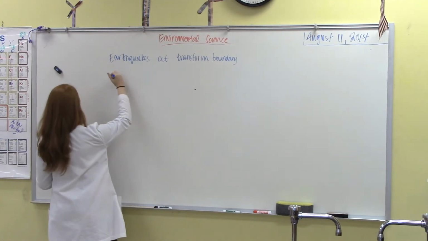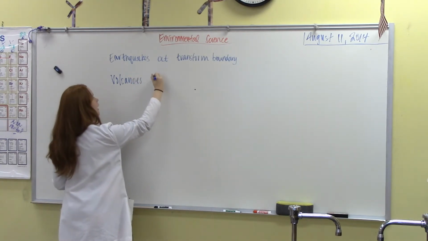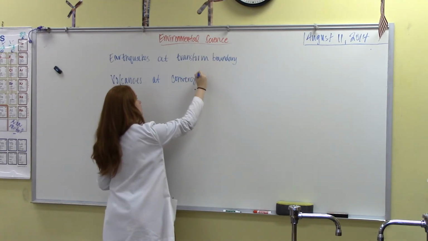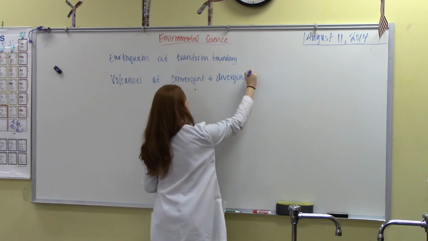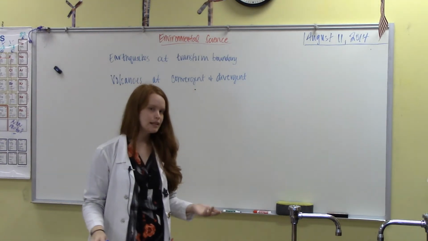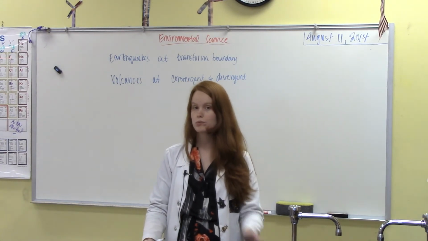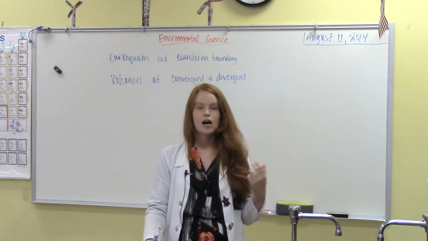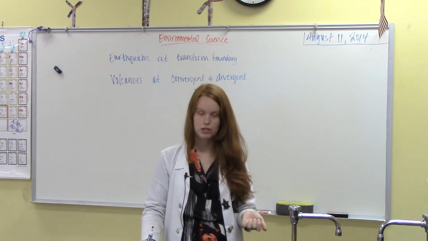And that would be volcanoes. Volcanoes happen at convergent and divergent boundaries. Okay? Now, kind of makes sense that these would happen there, that they form there. There are a bunch of different types of volcanoes. We're not going to go into that. Really, all you need to know is that volcanoes happen at convergent and divergent, and earthquakes happen at transform boundaries.